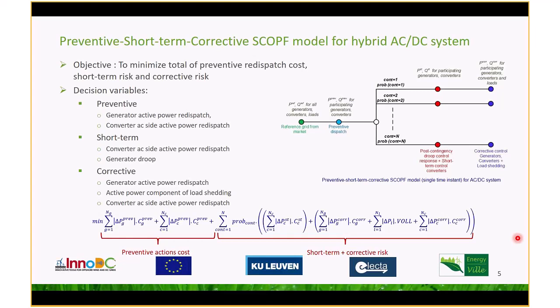The overall objective of the problem is to minimize the total risk, which is the sum of preventive actions cost, short-term risk, and corrective risk, where the short-term risk is the probability of the contingency times the cost of converter control actions taken in the short-term stage. The corrective risk is the probability of the contingency times the total cost of corrective actions from the generator, the load, and the converters.